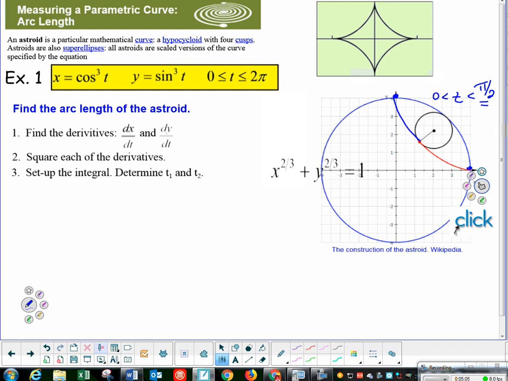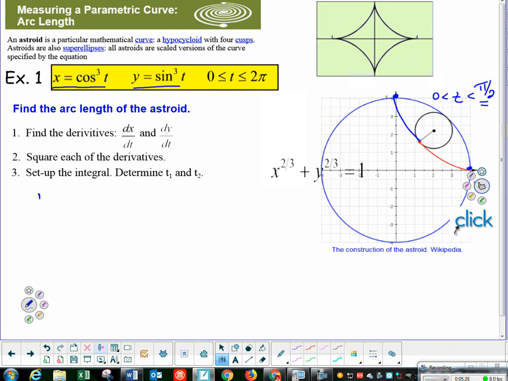So I think I'm going to use that idea of multiplying by 4 and just integrate between 0 and pi over 2. Okay, so we have our two functions defined as cosine cubed and sine cubed. Find the arc length of the asteroid. Find the derivatives. Well, yeah, we're going to need derivatives because if I'm coming into the arc length formula, we know what that looks like.